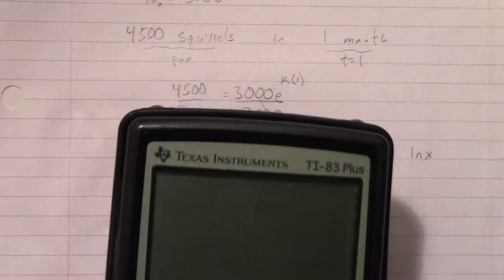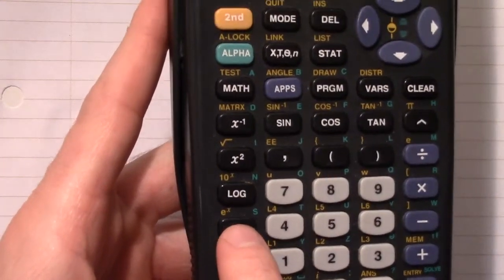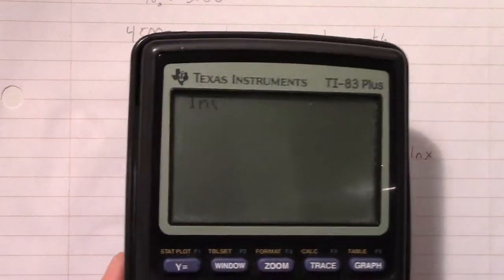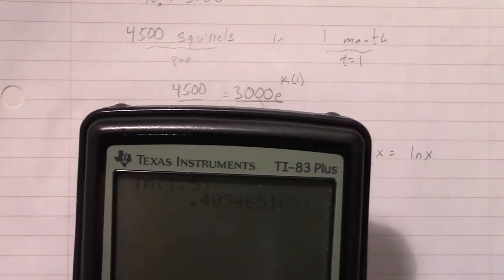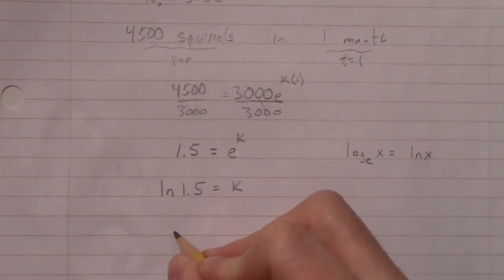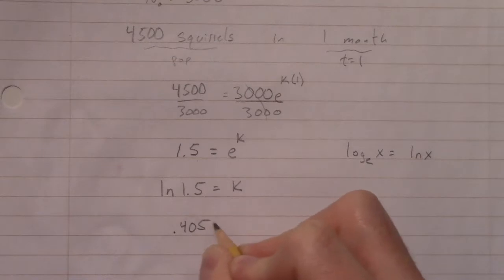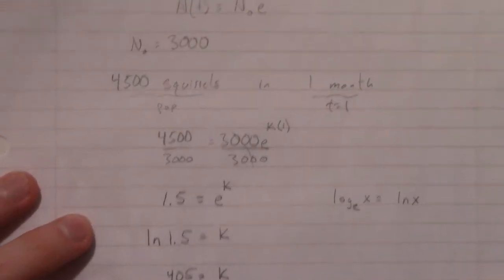So I'm going to take the natural log, and that's right down here. There's an ln button, so I'm going to press the natural log of 1.5, close parentheses, and I get 0.4054, and it trails off. I'm going to round to 3 decimal places. I get 0.405 equals k, approximately, of course. Okay, so that's going to help me out because now I can start answering some of the questions.